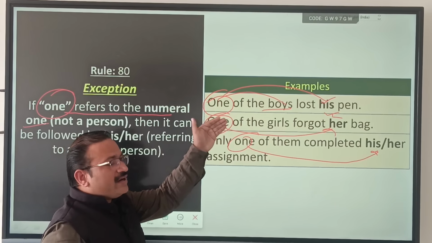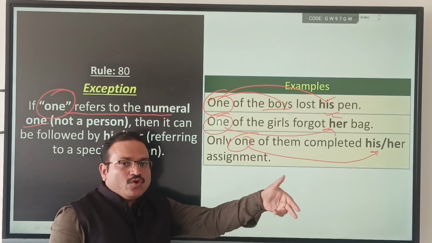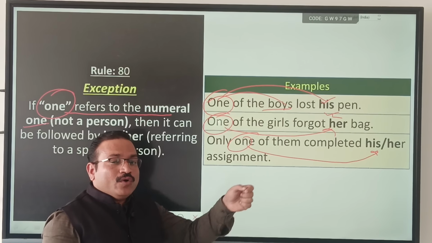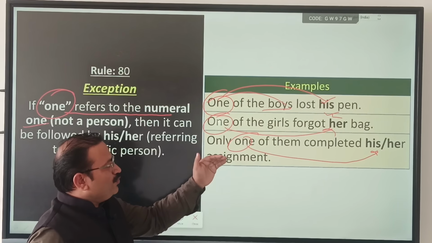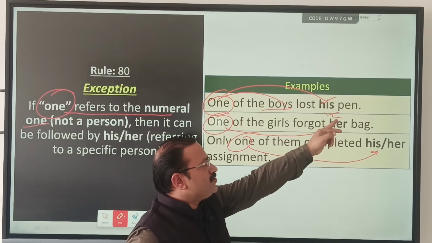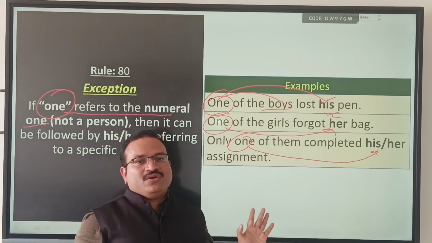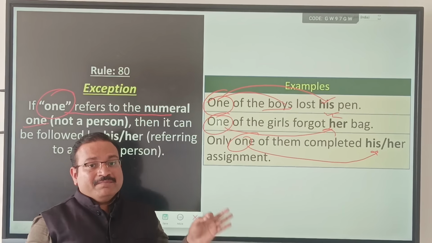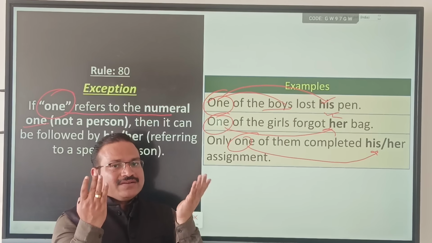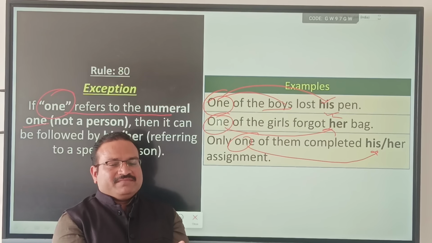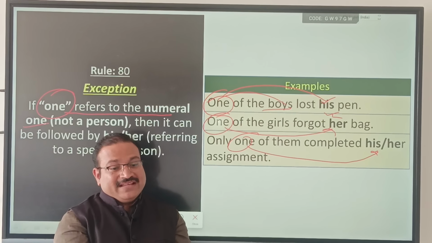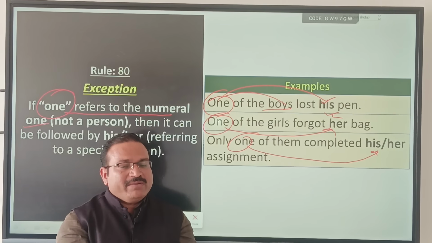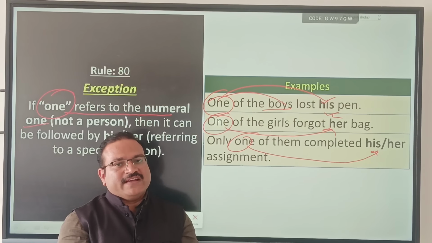So if one means a number, one of the boys, one of the girls, one of them, when it is a number, one will be followed by his, her, based on the context. But when one is all, everyone, it means everyone, then one is followed by once. This is the difference that you have to keep in mind, and this is the main trap in the exam.